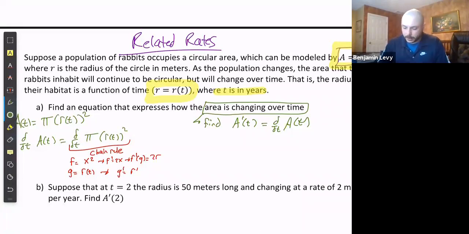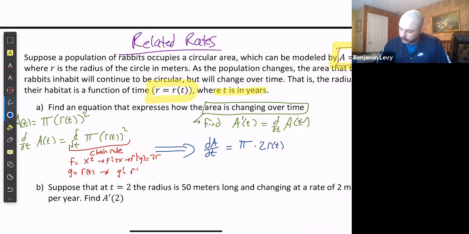All right, so let's take our work from the previous side there and continue it. So we have dA/dt on the left, and we get our chain rule on the right.